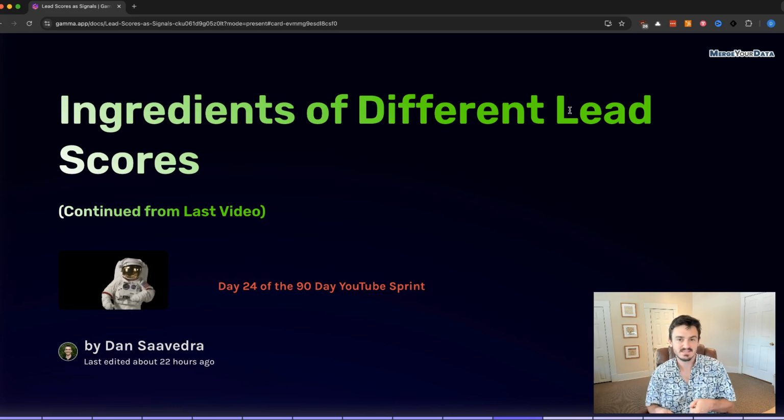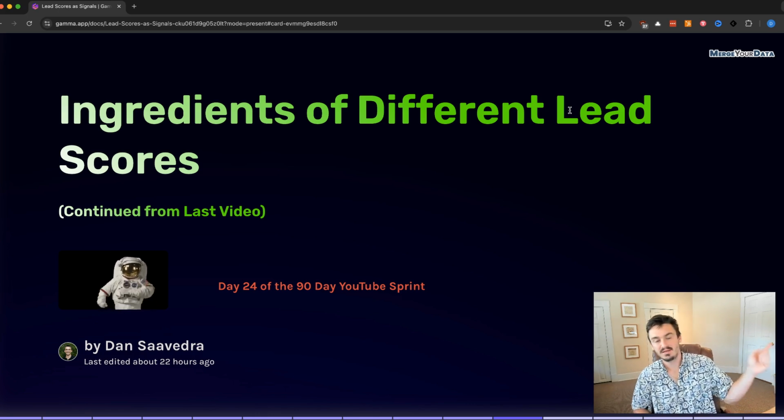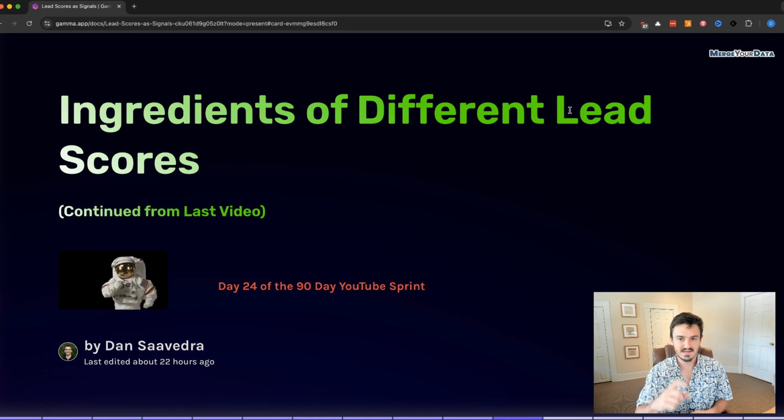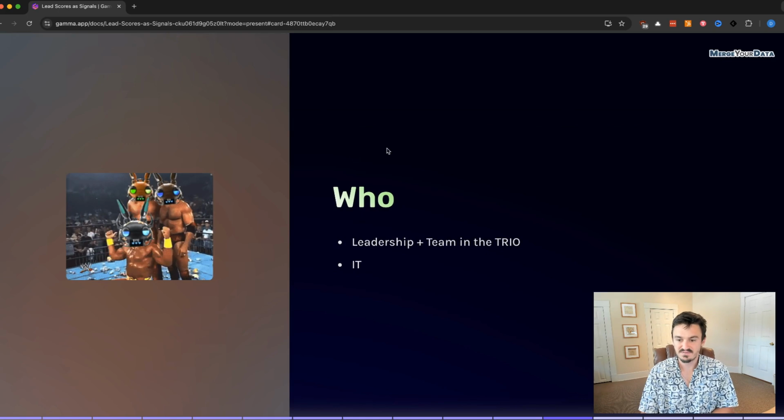And today we are continuing last video's topic of lead scores and how those roll up into signals. Today we're going to be going over the ingredients of different lead scores. These are the individual parts that go into the lead score calculations. We went over the categories last time, and so we'll go into the specific data points inside of those categories on this one. So who is this video for?